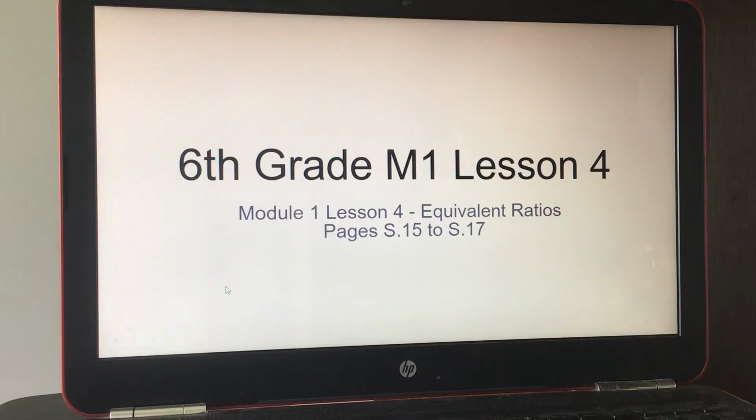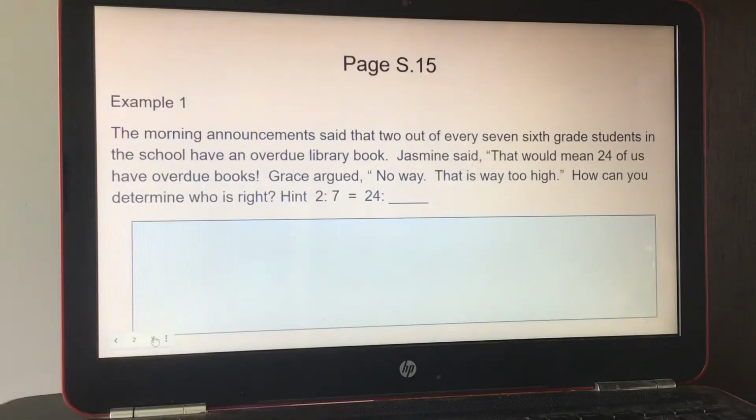Hi, this is Mrs. Hasmer, and today's lesson is on equivalent ratios. This is Eureka Math, grade 6, module 1, lesson 4. It's pages S15 through S17. And on page 15, it says example 1.